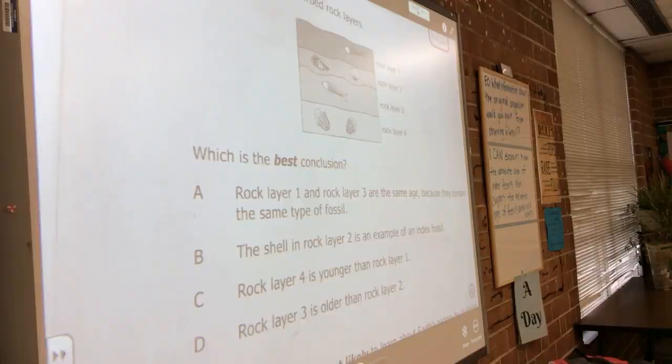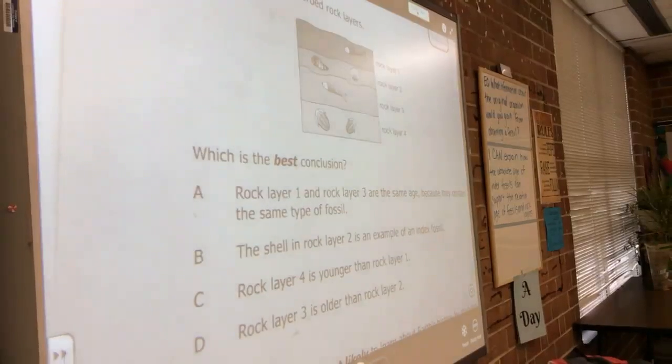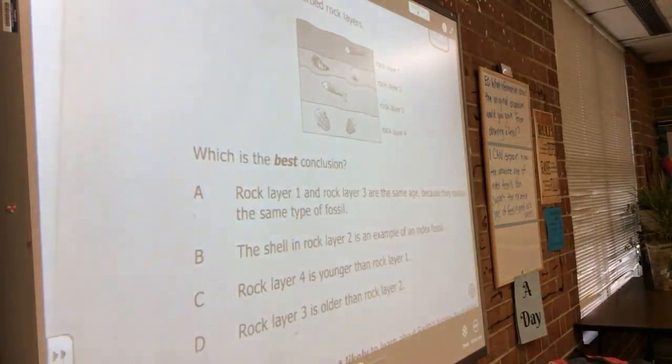So that'll probably be the easiest question you'll see on the EOG about law of superposition. If it's undisturbed, it's easy. When they start throwing in intrusions and faults and folding, then it starts to get a little tricky.